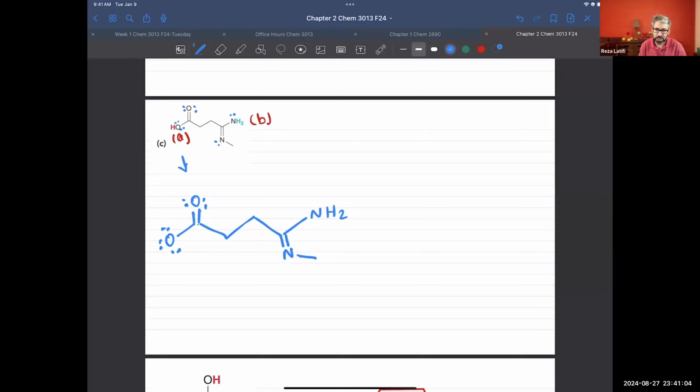Now, do I have a negative charge on any oxygen? Yes, there is 1 negative charge there. Can I share this lone pair here and take that one and give it to oxygen? Yes, that's possible. So how about this?